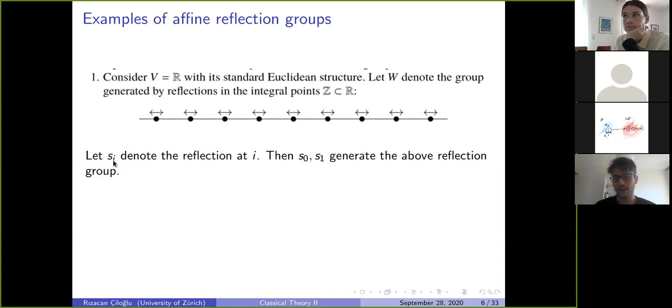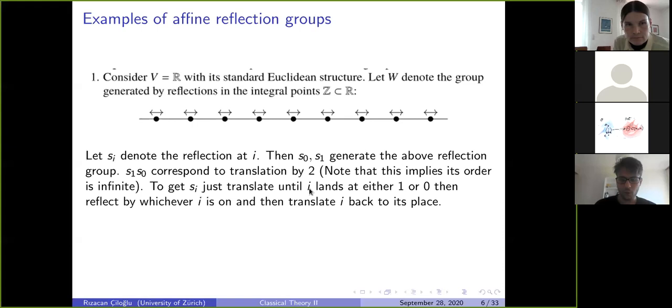I will let Si denote the reflection at i, and then my claim is that S0 and S1 generate the above reflection group. How we will do this is the following. We will look at S1 composed with S0. Let's work out what this composition does. We have to check two things: what it does to the orientation and what it does to the point zero. So first, orientation. To the right is the positive orientation, right? And then if you take the reflection with respect to zero, the orientation just reverses. You can just think of the reflection as pivoting at this point and rotating the rigid line 180 degrees. So it reverses the orientation, basically.